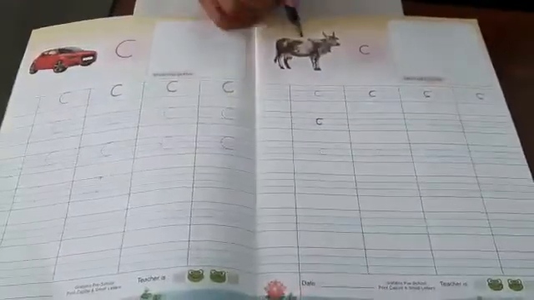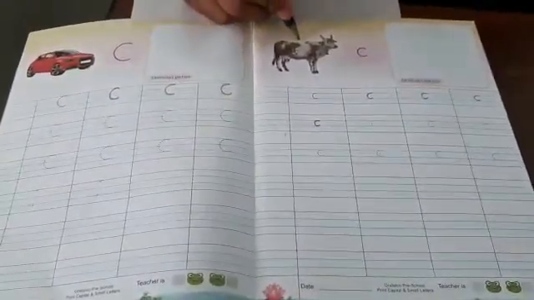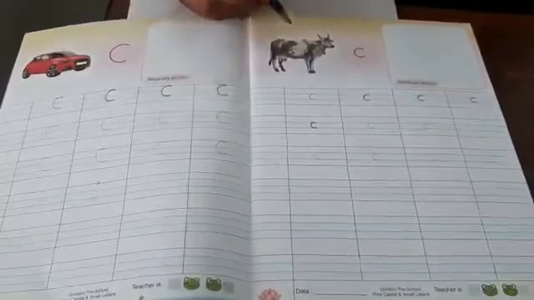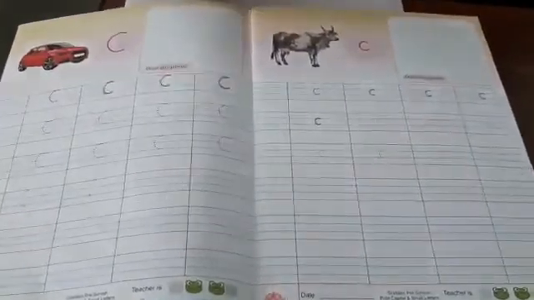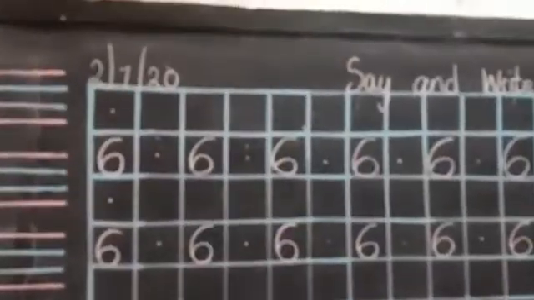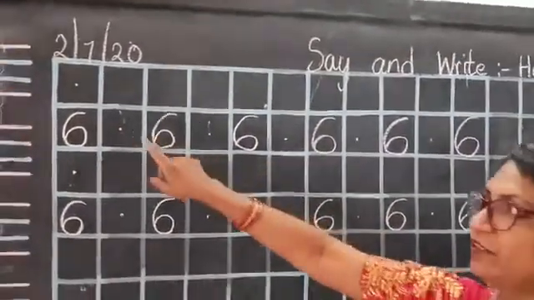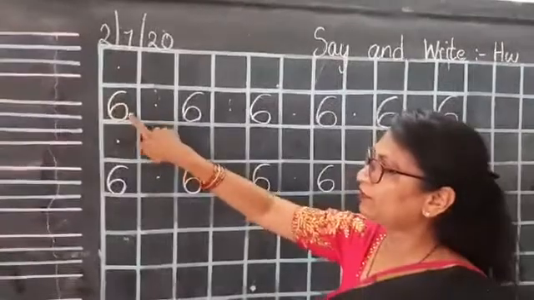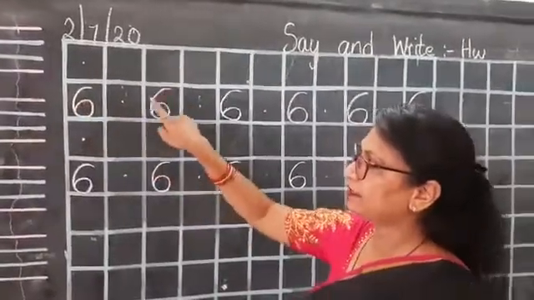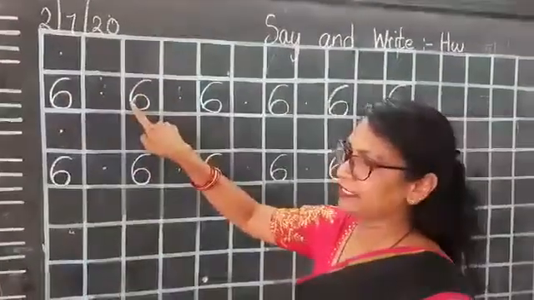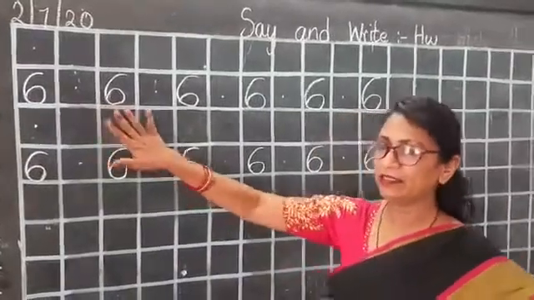Oh, there is one more picture for C. C for cow. All of you know what is a cow, right? C for cow. So in the previous class we have already learned how to write 6. All of you have learned to write 6, curve line and go inside 6. So you have already learned 6 in the previous class.